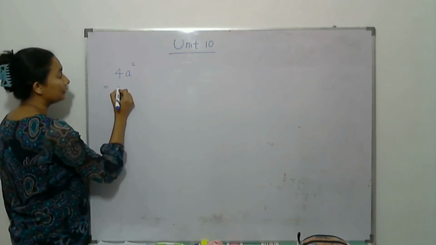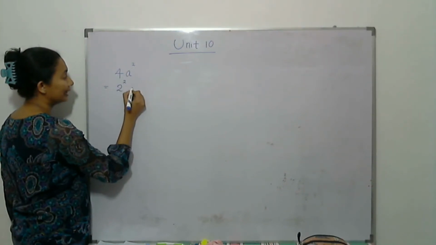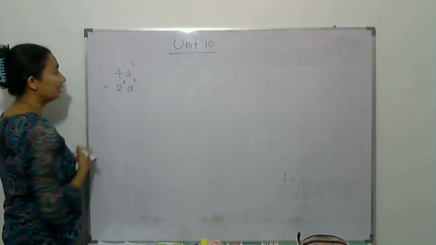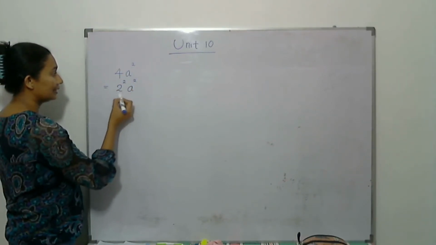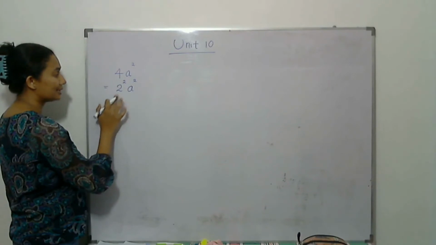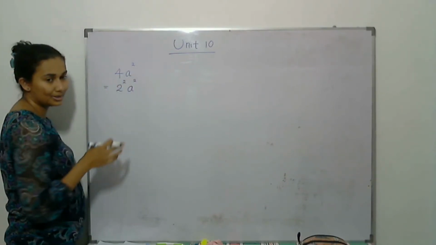We can write 4 as 2 to the power 2 and a as a to the power 2. Now as you can see, this is 2 to the power 2, it's a power, and a to the power 2, it's also a power.